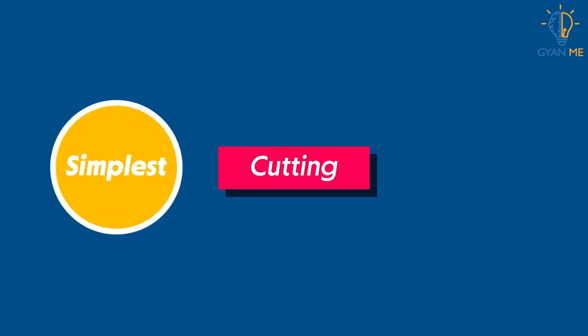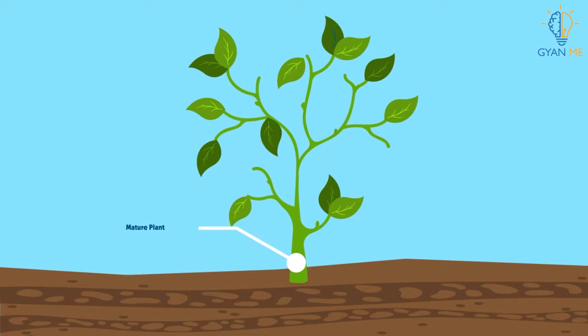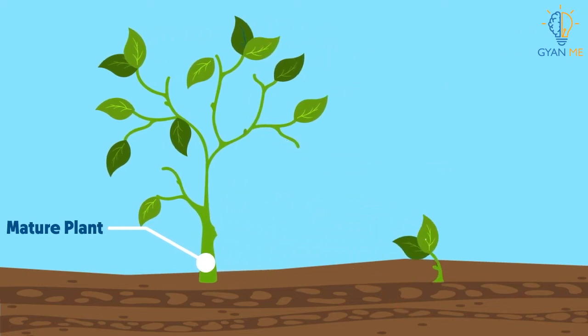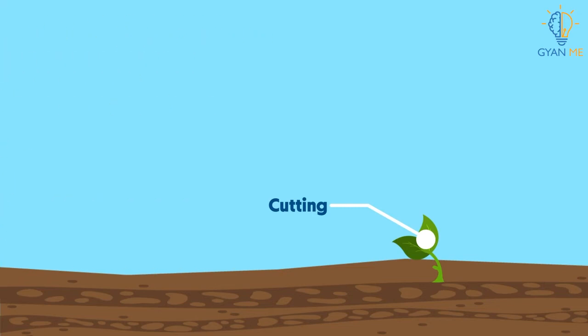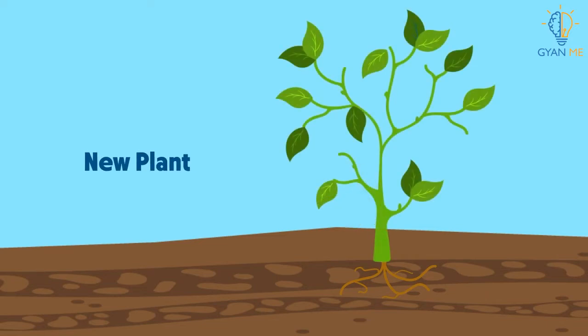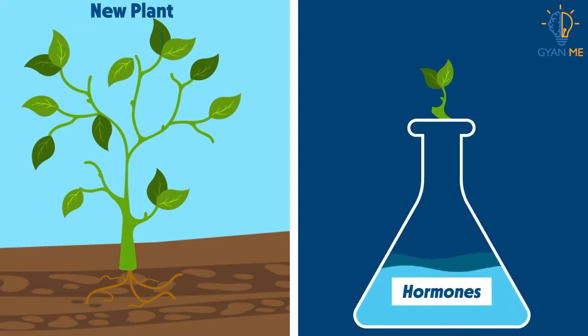It is the simplest and most widely used method for plant propagation. In this, a part of a matured plant, generally a stem or a leaf, is cut and planted in the moist soil. This broken part of the parent body is called cutting. Once this cutting is planted, it develops roots and shoots. After some time, a new plant is formed from this cutting. These cuttings are sometimes treated with hormones to induce root development faster.